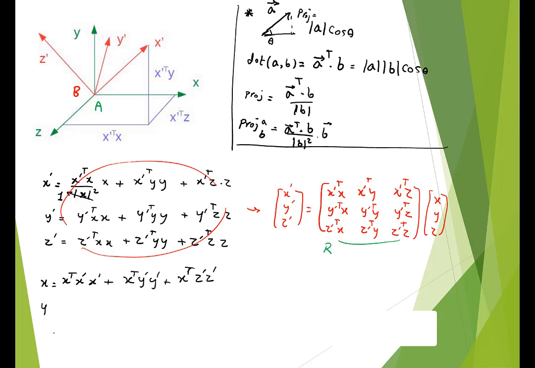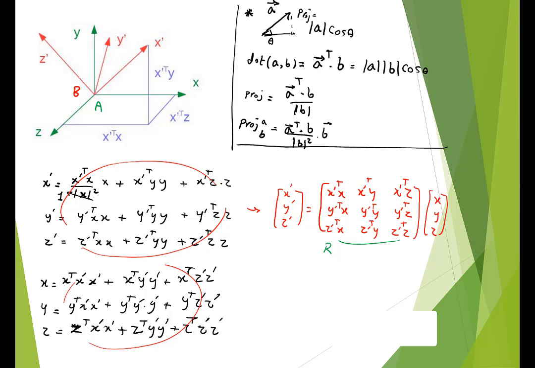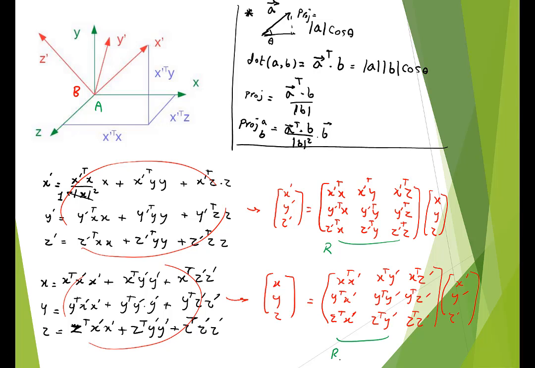We can do this for y and z axes as well. Now looking at this equation, we can write this as a matrix multiplication. This is also a rotation matrix. Now if you look at these equations closely, you would see that the first one will bring components in frame x, y, z into frame x prime, y prime, z prime. The second one does the exact opposite thing, brings x prime, y prime, z prime coordinates into x, y, z.